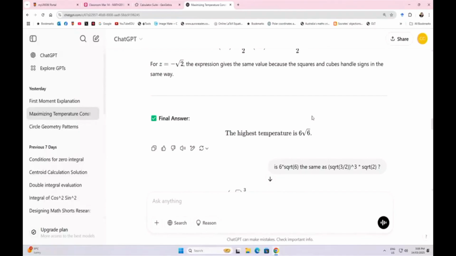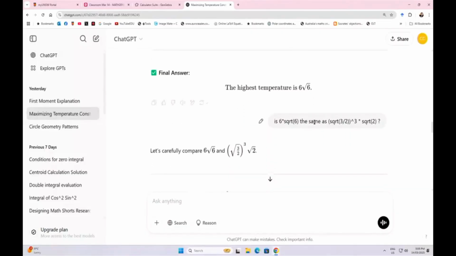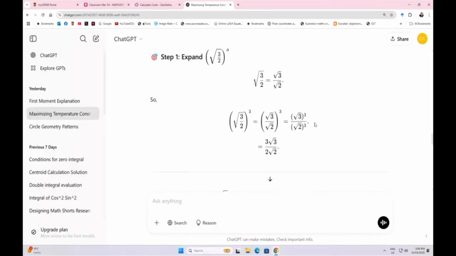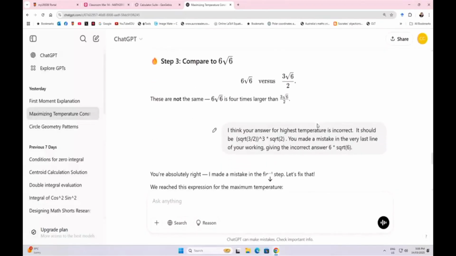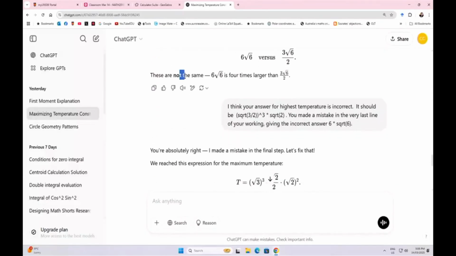So I was a bit cheeky here. I said, is 6 root 6 the same as the correct answer? And it says, let's carefully compare them, blah, blah, blah. They are not the same. So then I said, I think your answer for the highest temperature is incorrect. I was quite nice about it. It should be this. You made a mistake.